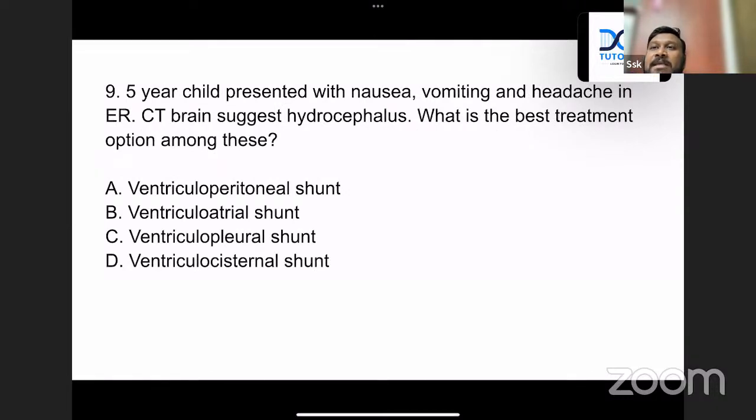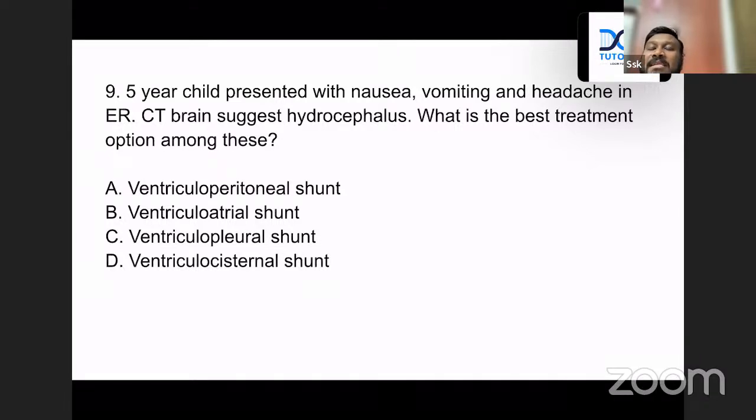A 5-year-old child presented with nausea, vomiting, and headache in the emergency department. CT brain is showing hydrocephalus. So which among the following is the best treatment? See, all this can be done. VP shunt, VA ventricular atrial shunt, and very rarely this ventricular-cisternal, no one is doing much. But all the other options A, B, and C can be done.